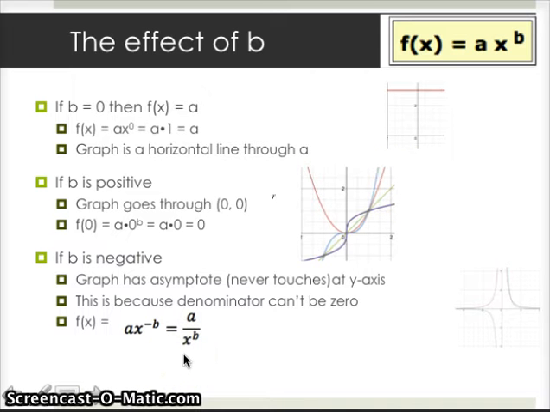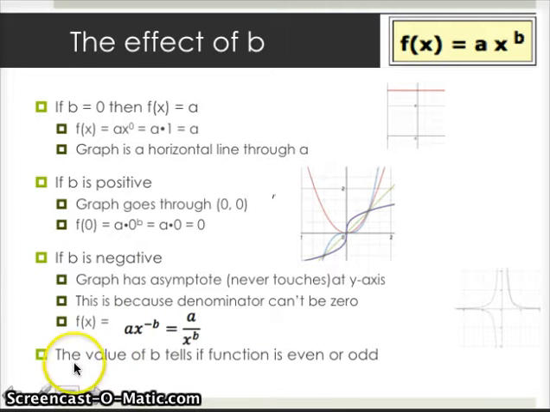Now the value of b also tells us if the function is even or odd, and it's really straightforward. If b is an even number, then it's an even function, and if b is an odd number, then it's an odd function.